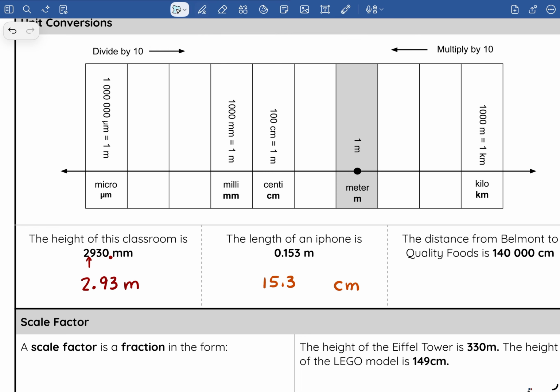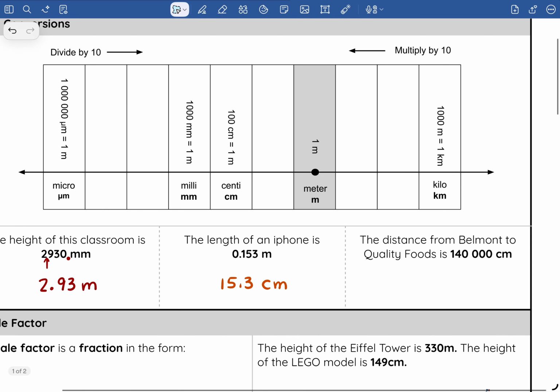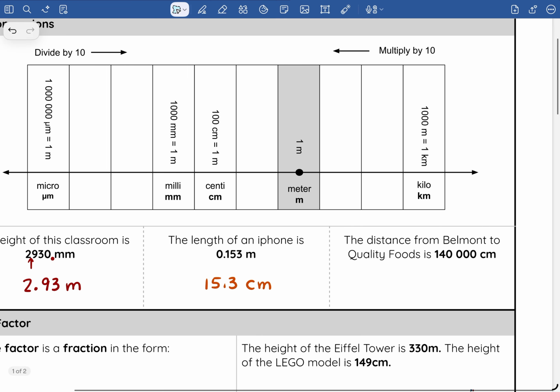15.3 centimeters. And that's something you could more visually estimate. We know a ruler is about 30 centimeters, so about half of a ruler is the length of an iPhone. I don't know if that's fully accurate, but we're gonna go with it. It seems a little bit long, but whatever.